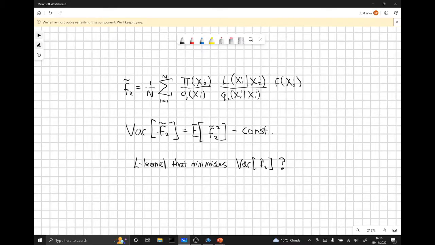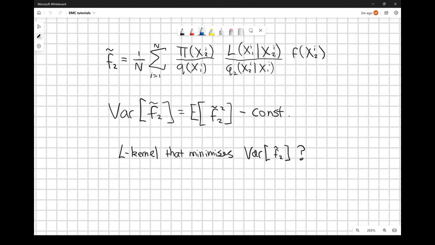As a very brief recap, where we got to in the previous video was that this was our estimation of a quantity of interest at iteration 2 of our sequential Monte Carlo sampler. We wrote down the sample variance of that estimate, and what we want to do is find the L-kernel, i.e. this distribution here, that minimises our sample variance. And in this video, we will finally derive an equation for the optimal L-kernel.